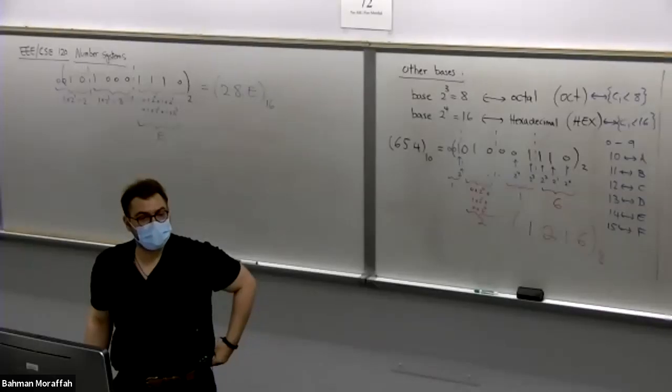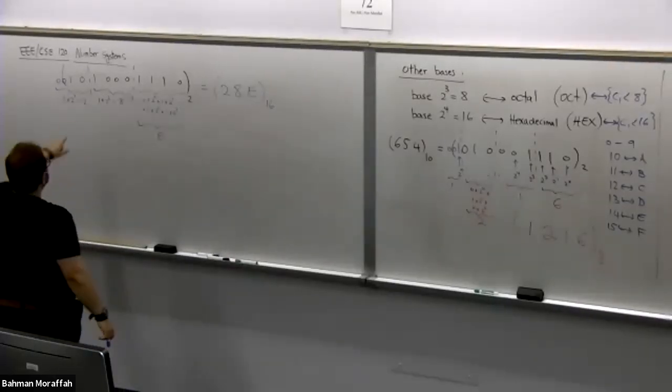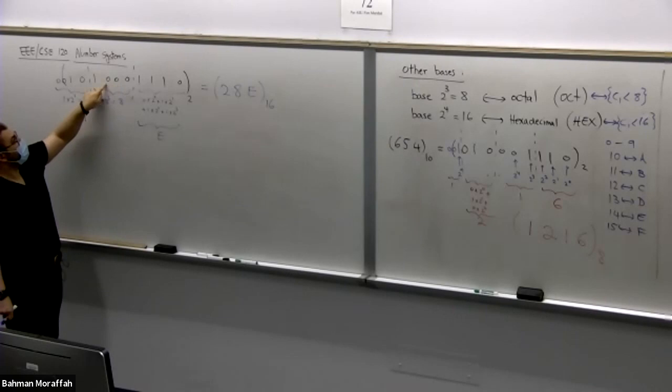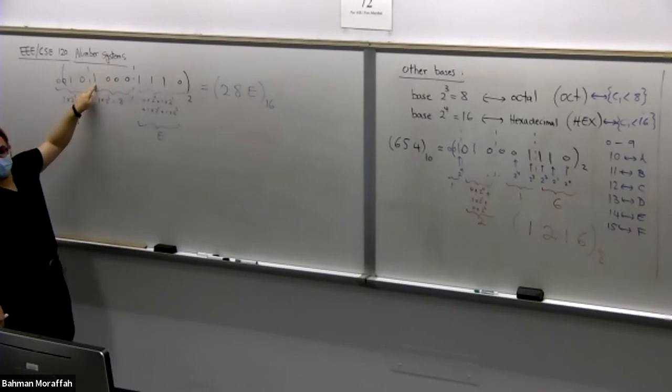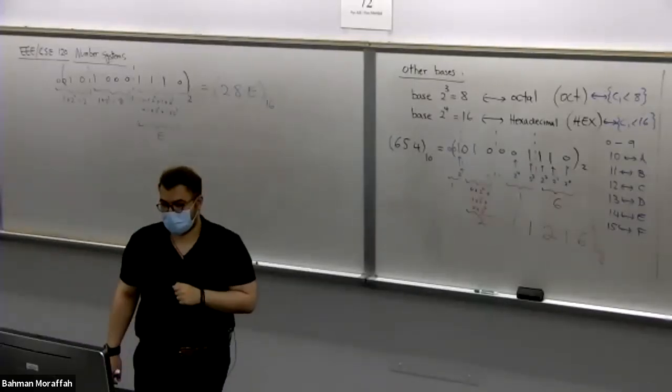Any question? How did you get the 8 for the? Right here. It's 0 times 2 to the 0, plus 0 times 2 to the 1, plus 0 times 2 to the 2, plus 1 times 2 to the power 3. Right? Got it. Thank you. Sure.